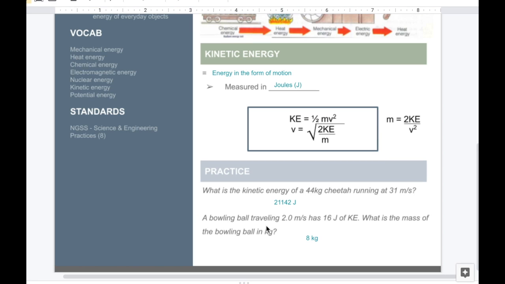A bowling ball traveling 2 meters per second, so that's a velocity, has 16 joules of kinetic energy. What is the mass of the bowling ball in kilograms? If we want to solve for mass, we have to use this equation. Our velocity is 2, so we'd have 2 squared, so 4, and then 2 times our kinetic energy, which would be 32, divided by 4, and we get 8 kilograms.